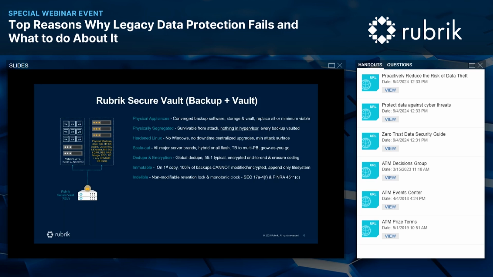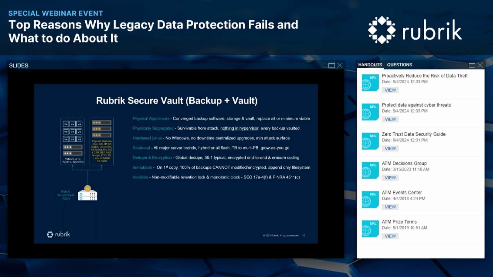So monotonic clock is simply measuring the passage of time. And so it's basically counting the milliseconds. And so it understands that, hey, even if you jump NTP, yes, you can use secure NTP, but even if that's jumped, not enough seconds have passed to actually be that time, and therefore it doesn't impact the backup expiration. And this is all validated, SEC and FINRA compliant.